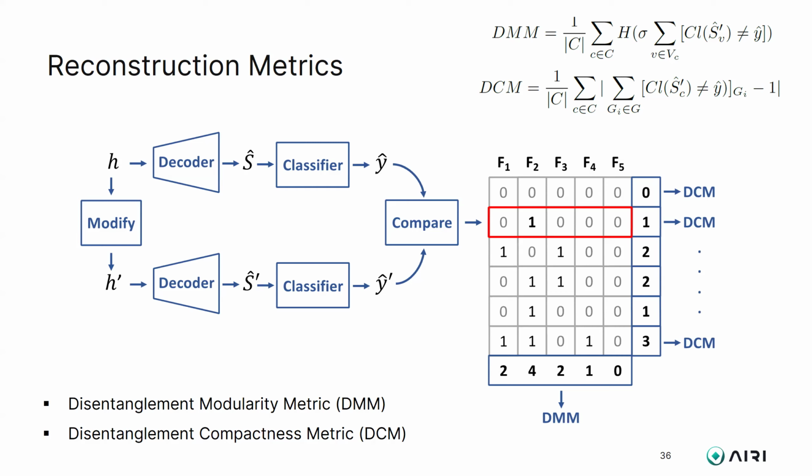And if we modify only one value and the classifier gets several values changed, then it's a bad situation and we get high entropy. That's the first type, the disentanglement modularity metric, and the second type is the disentanglement compactness metric. It's like a column-wise sum.